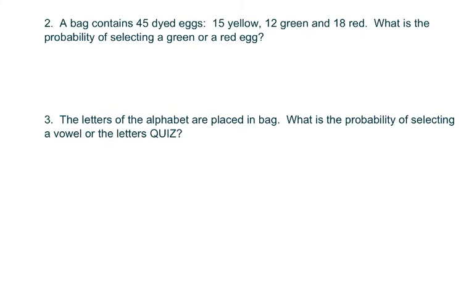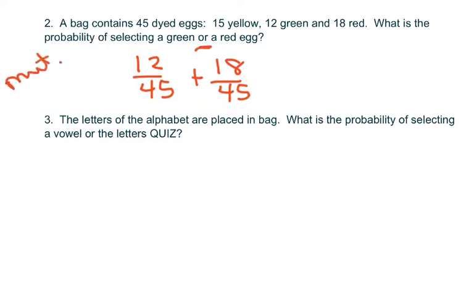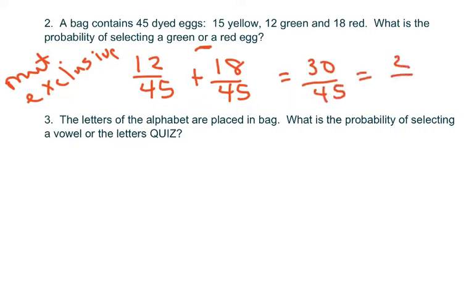This one, we have 45 eggs: 15 yellow, 12 green, and 18 red. What's the probability of selecting a green or a red? That means we're going to add. That's what this video is about. So green is 12 over 45, and then or a red, that's 18 over 45. Now, these are mutually exclusive, because we didn't count anything twice here. So that's going to be 30 over 45. 15 goes into both of those, so that would be 2/3.